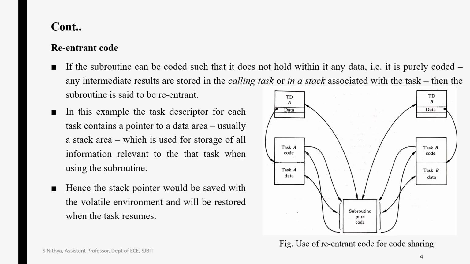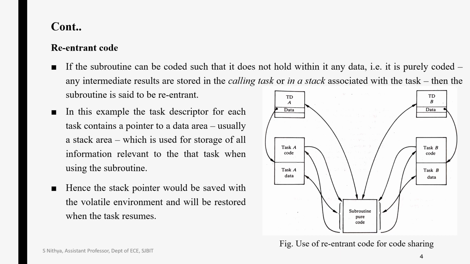The next is re-entrant code. Re-entrant code means the subroutine program is pure code, so no data can be stored in that particular area. Whatever task calls it, the subroutine data will be stored elsewhere. If the subroutine can be coded such that it does not hold any data within it, that is, it is purely code, and any intermediate results are stored in the calling task or in the task associated with it, then the subroutine is said to be re-entrant.